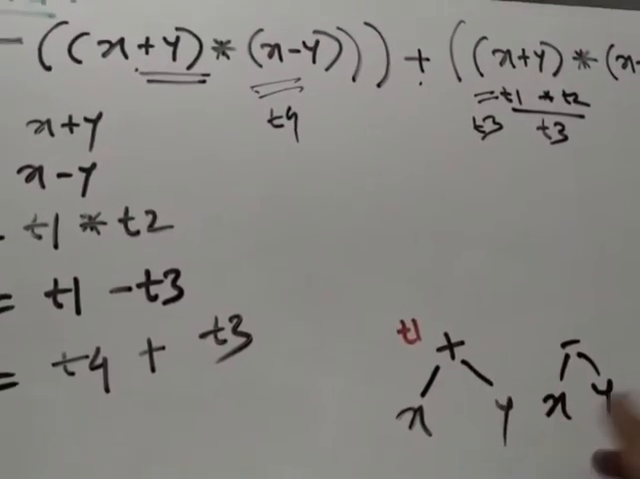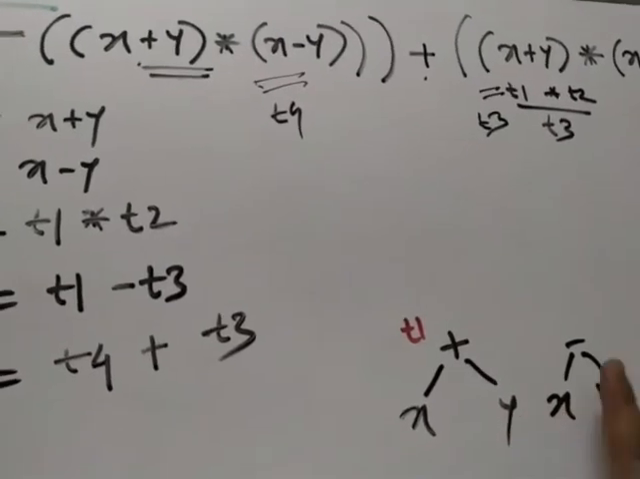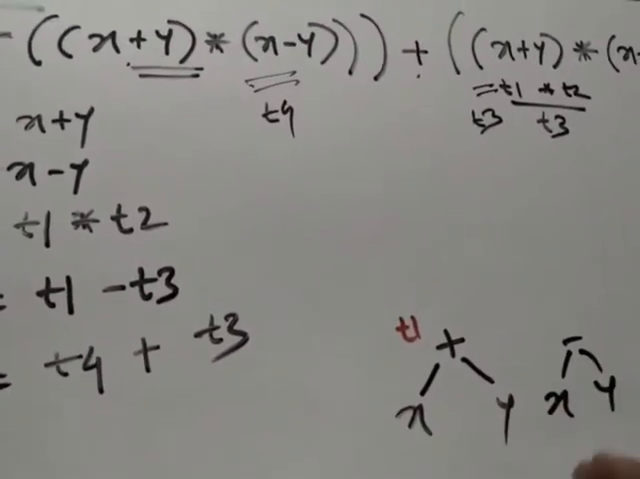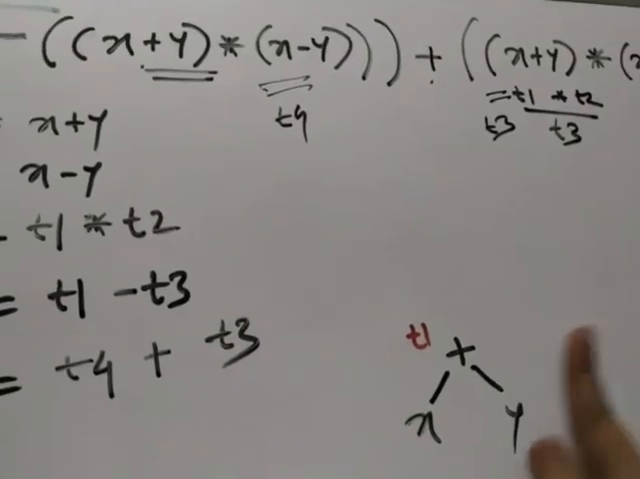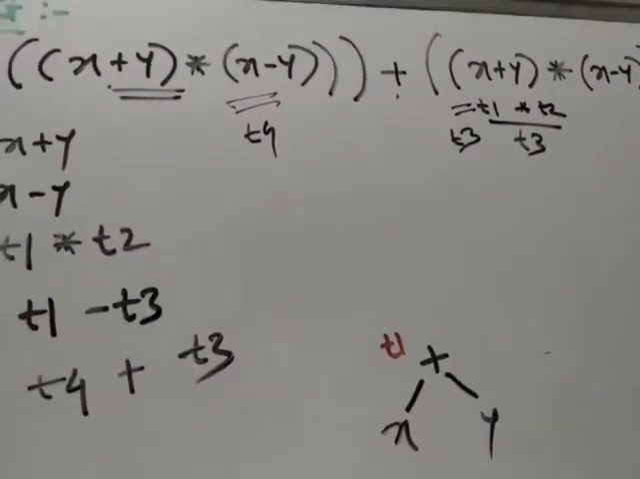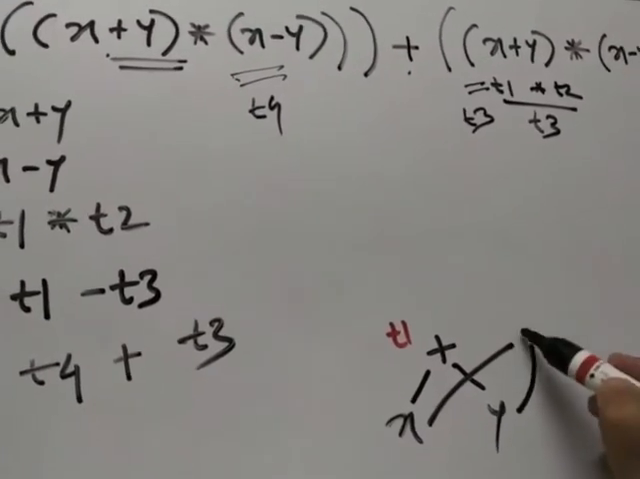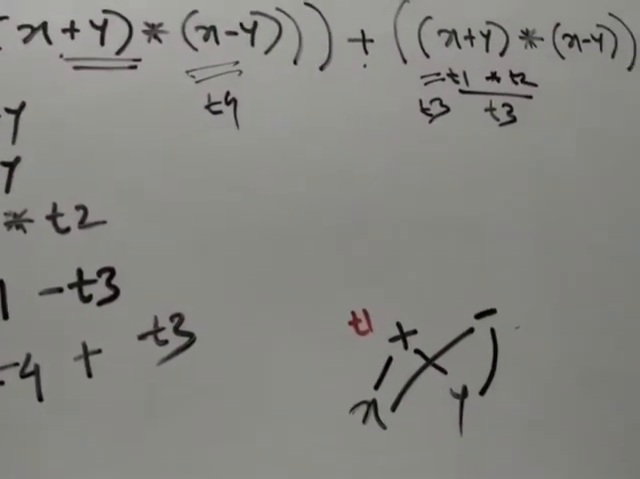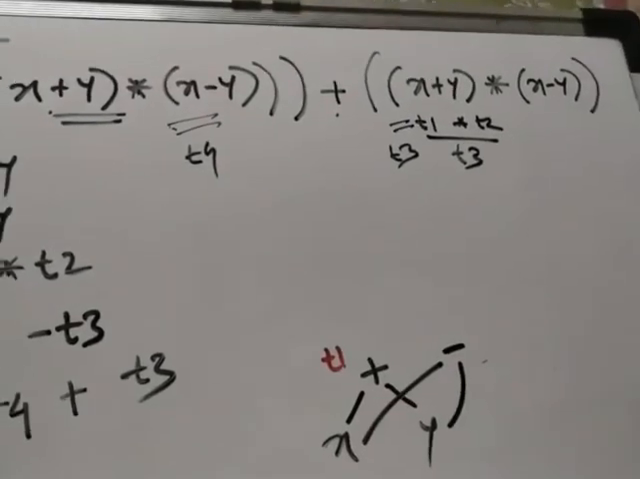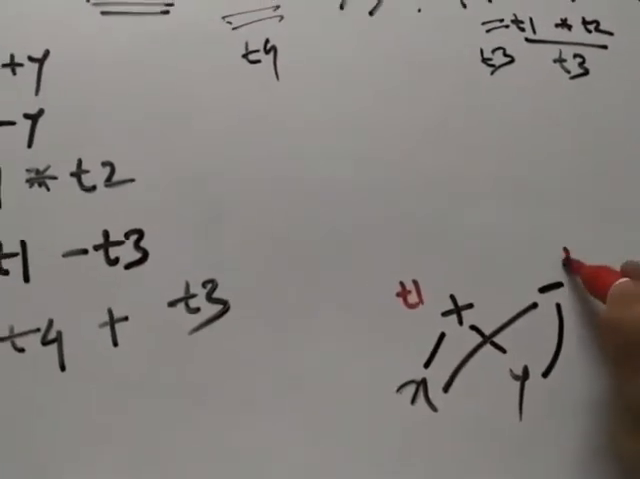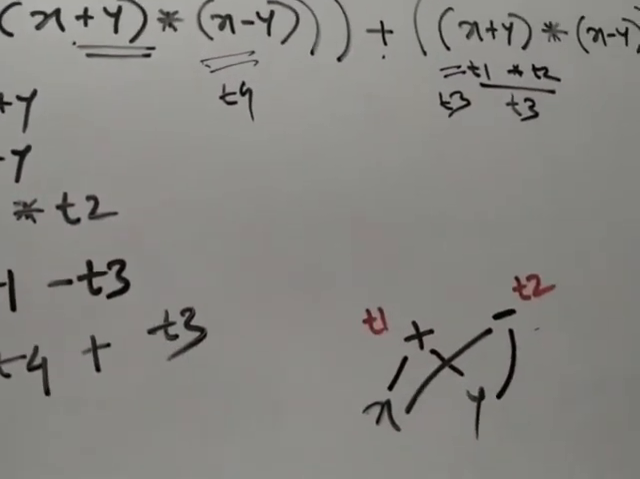So here the operands are not reused. Instead of repeating this, recomputing this, I'll simply erase this, and what we can do is this x and y will be reused. So x and y are used here. In this way I can represent the three address code.